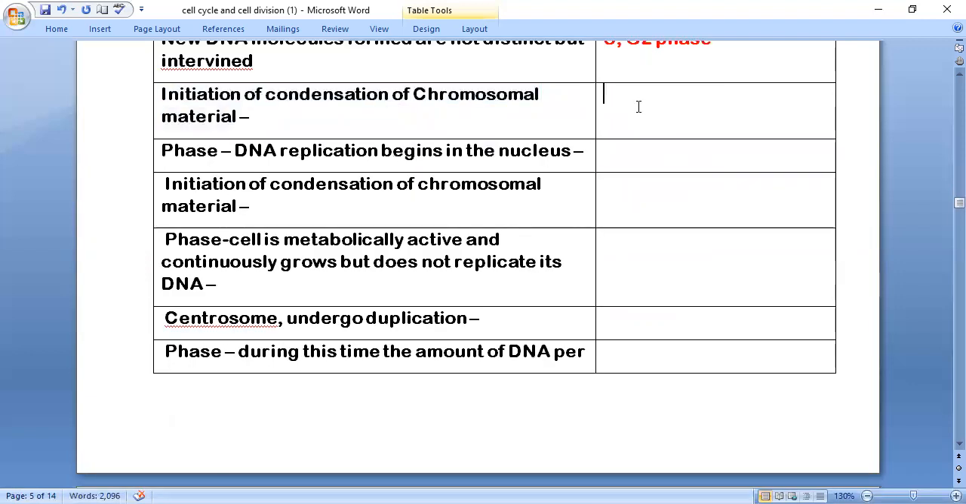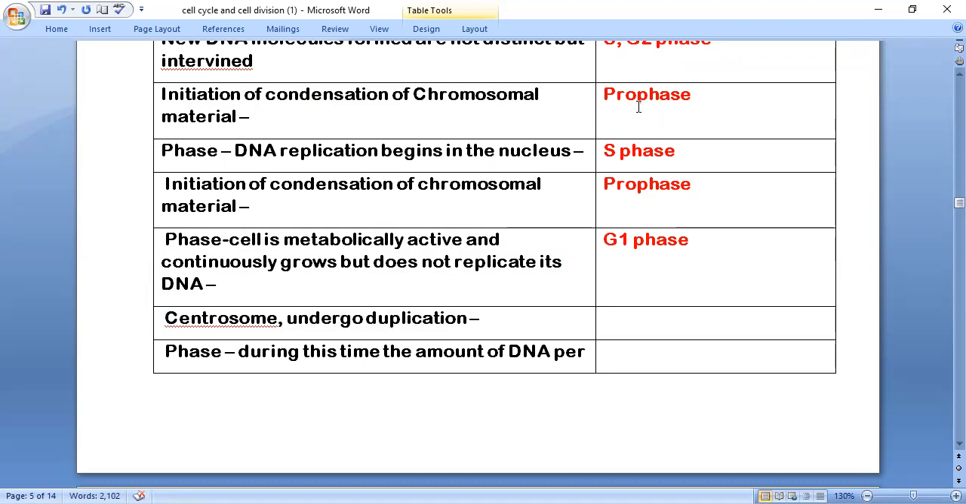Initiation of condensation of the chromosomal material: prophase. The phase in which DNA replication begins in the nucleus: S phase. Initiation of condensation of chromosomal material: prophase. The phase in which the cell is metabolically active and continuously grows but does not replicate its DNA: G1 phase.